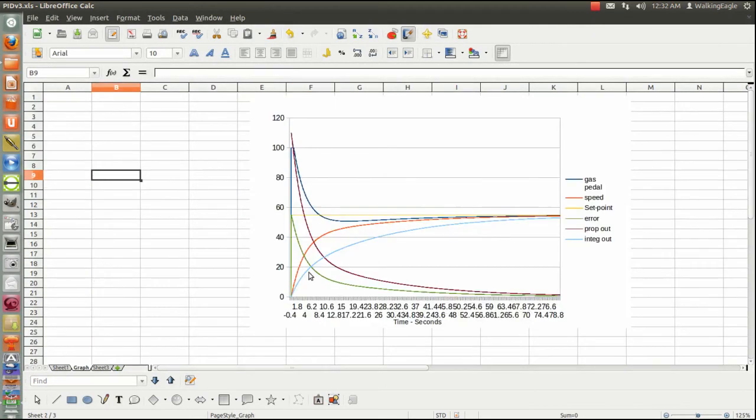And now it takes a lot longer to get up to speed. And the reason why is that it had less time to calculate, because the proportional gain was making things happen real fast, so it had less time to think.